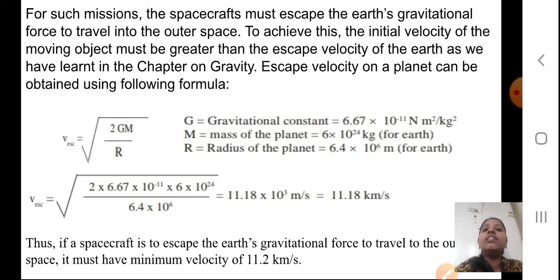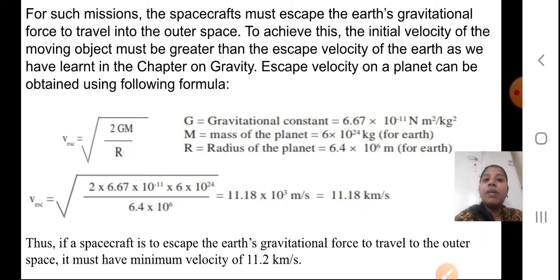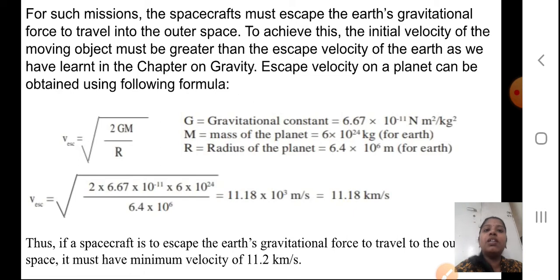So we are calculating this escape velocity with respect to the Earth, right? So V escape, when you put the values and calculate, the escape velocity you get is 11.18 kilometer per second. Thus if a spacecraft is to escape the Earth's gravitational force to travel to the outer space, it must have a minimum velocity of 11.2 kilometer per second. So if the spacecraft has this minimum velocity, then only it can escape the Earth. Okay, so I hope this part is clear to you, students.